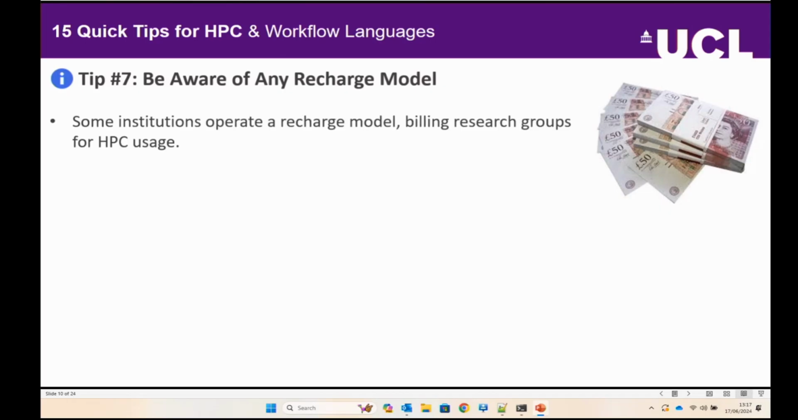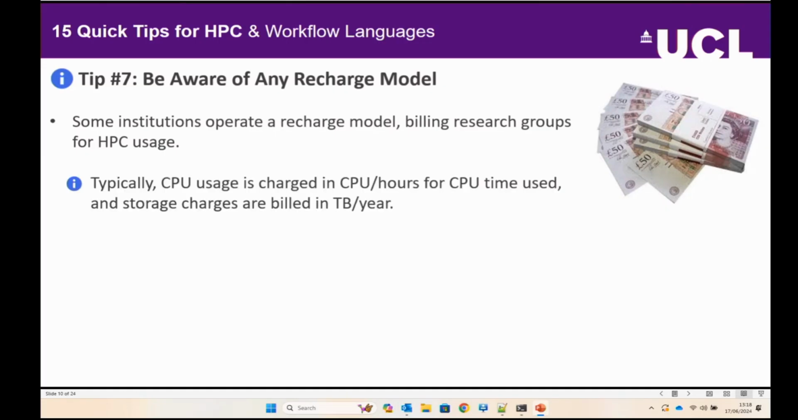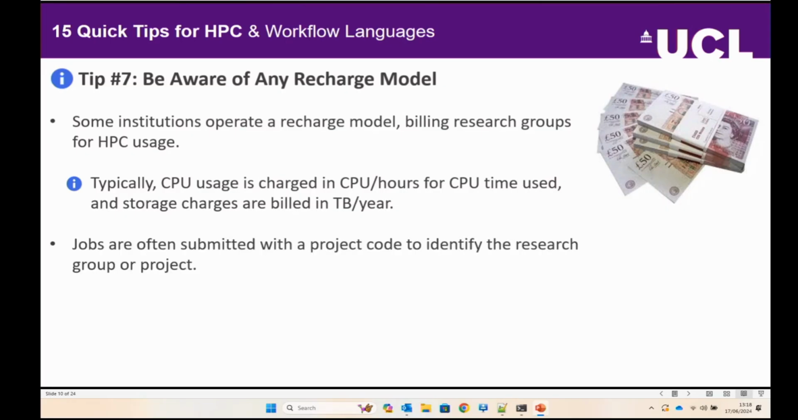So some institutions operate a recharge model, billing research groups for HPC usage. I think most institutions are like this. Typically, CPU usage is charged in CPU hours for CPU time used, and storage is typically billed in terabytes per year. This is kind of general, right? You probably have to look up UCL. Surprised if it was much different.